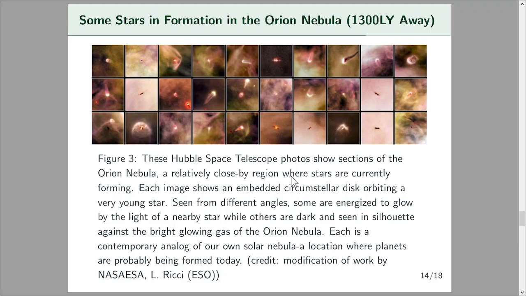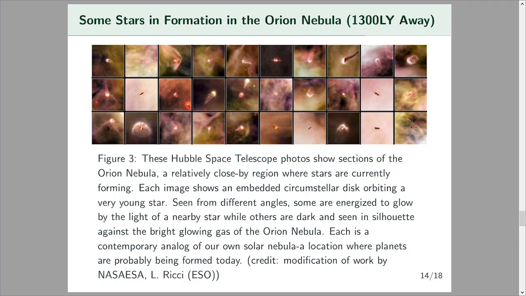Each image shows an embedded circumstellar disk orbiting a very young star. Seen from these different angles, some are energized to glow by the light from a nearby star, while others are dark and seen in silhouette against the bright glowing gas. So you can see all kinds of different stages of formation. Solar systems in the process of formation.